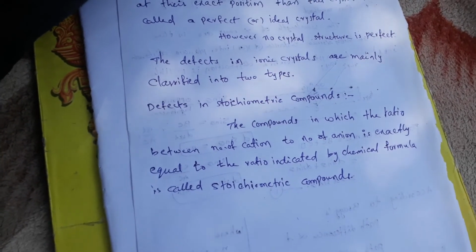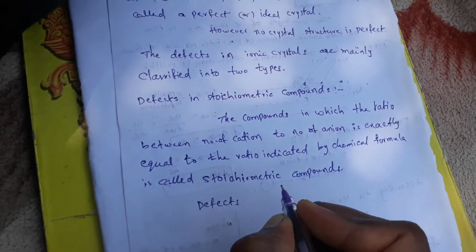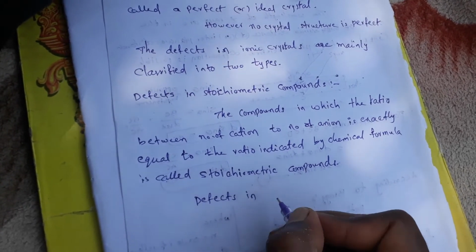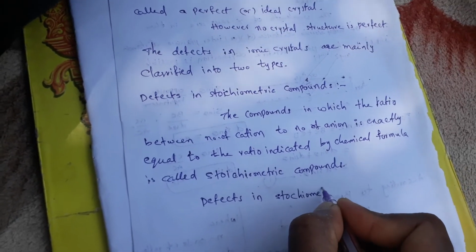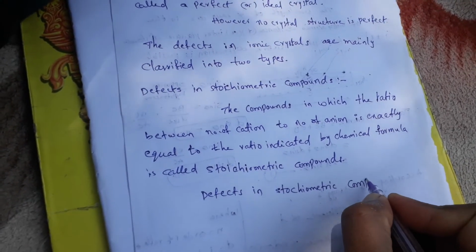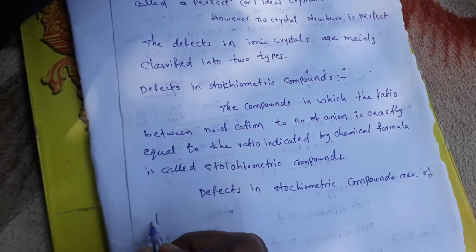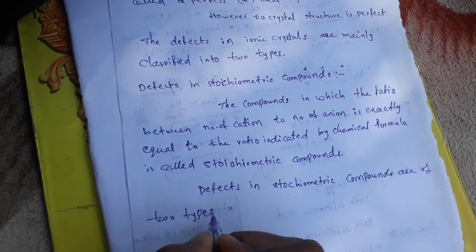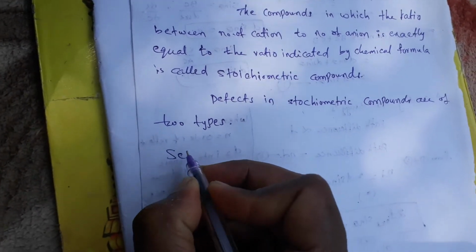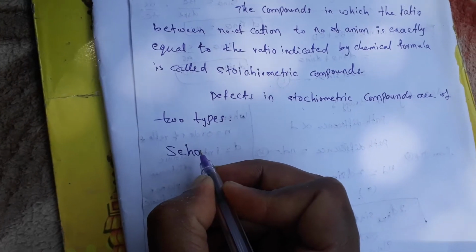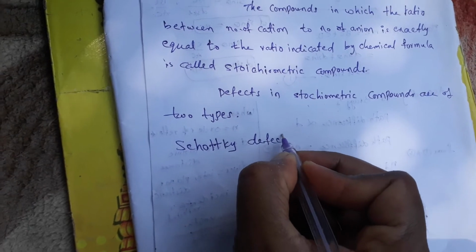Defects in stoichiometric compounds are of two types. What are the two types? One is the Schottky defect. The name itself indicates: Schottky defects.